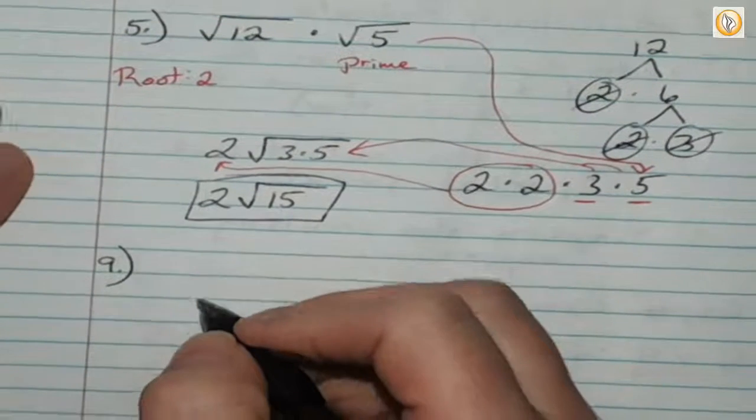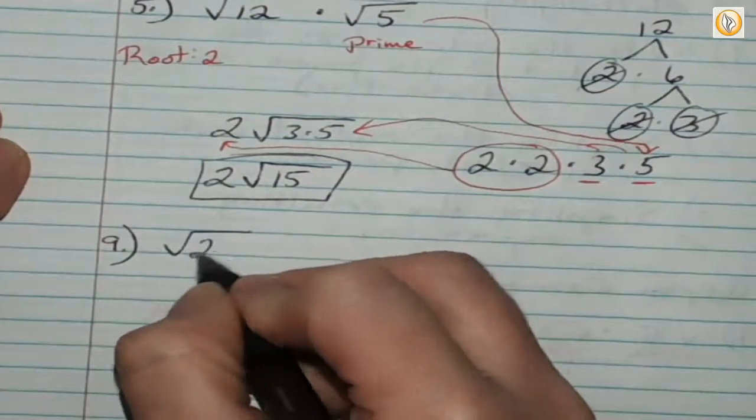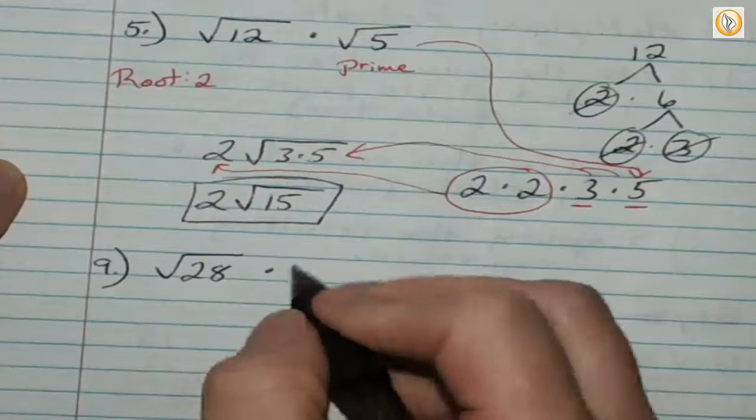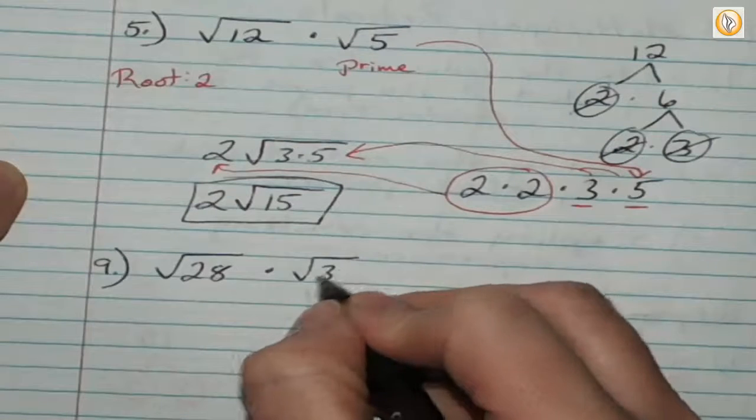9. Sophia, square root of 28. Valeria, do you have this written down this way? Okay, good. Square root of 28 times square root of 35.